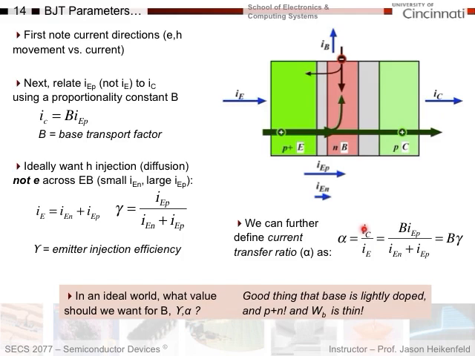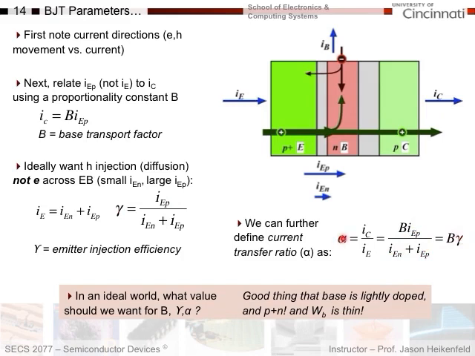Remember, we know that IC is the base transport factor times the emitter hole current, and so I can substitute that in there. I know my emitter current is just IEP plus IEN: holes this way, electrons this way. So I can put that there. And then I'll recognize that this whole term, IEP over IEN plus IEP, is just the emitter injection efficiency. So I end up with B, the base transport factor, times the emitter injection efficiency, equal to the current transfer ratio.